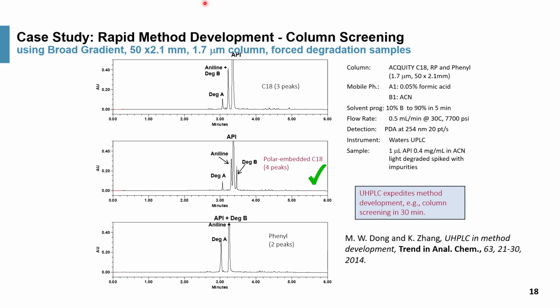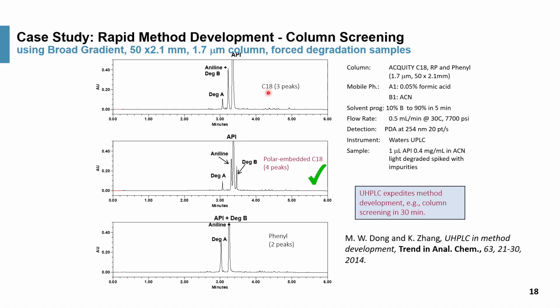This case study demonstrates rapid method development. Here is a column screening study of a force degraded sample. The problem is that some of the sample actually coelutes with the API, very easily.